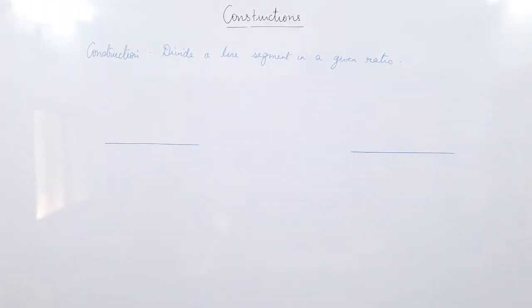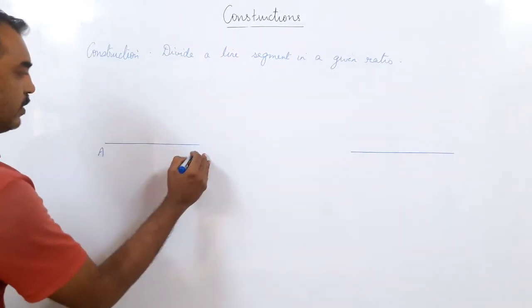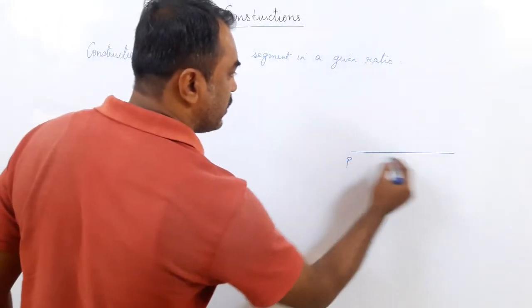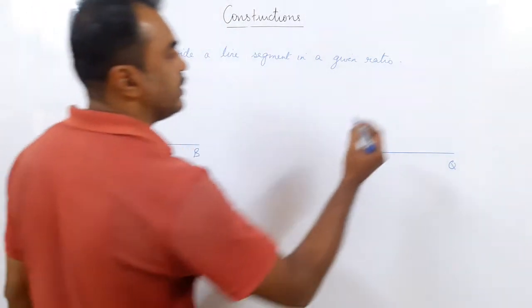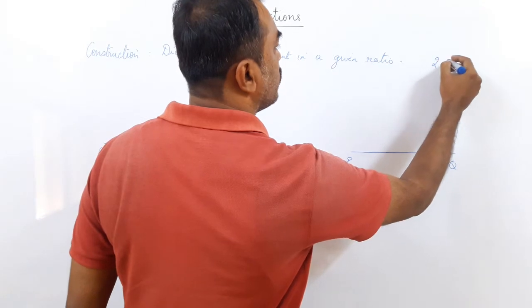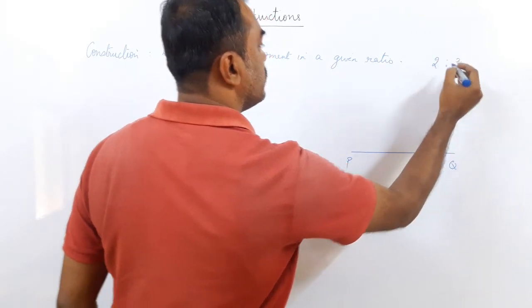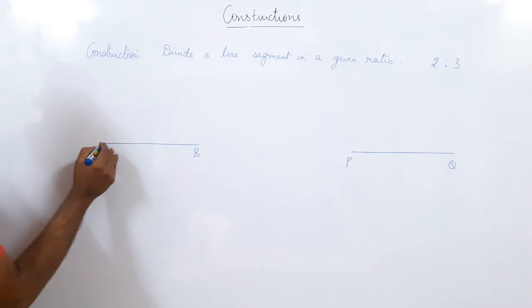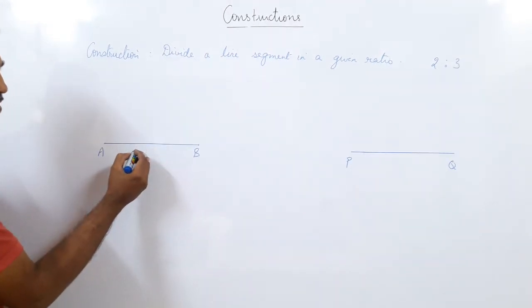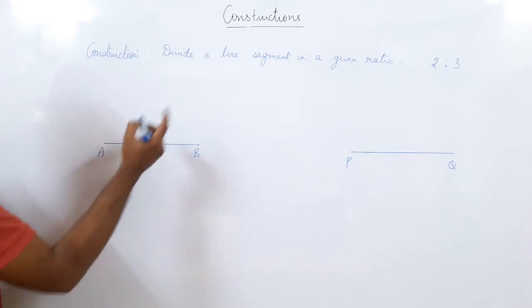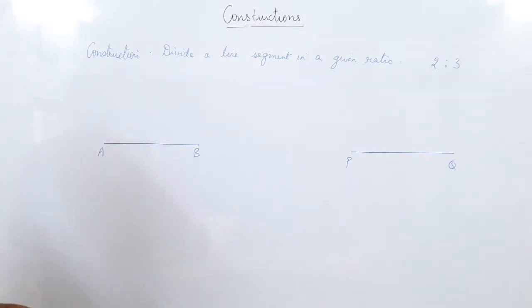So now we are going to divide this line segment AB or the line segment PQ in a given ratio. Let us say I want to divide in the ratio 2:3. I want to find a point in between such that the point divides the line segment in the ratio 2:3. Now we will understand how we are going to do the construction.